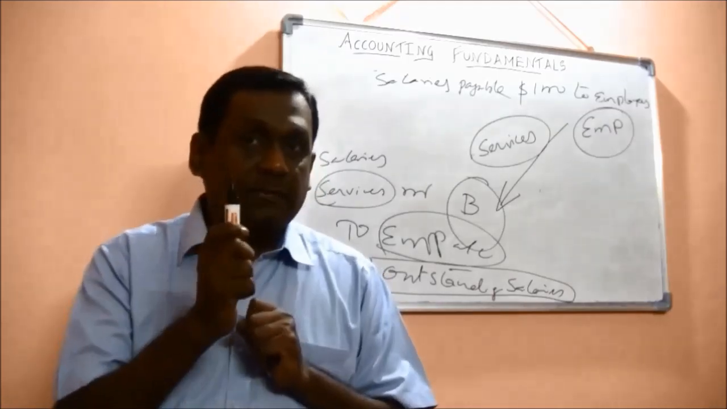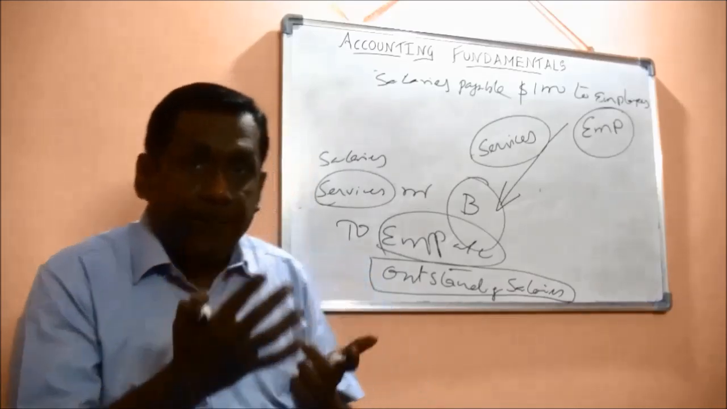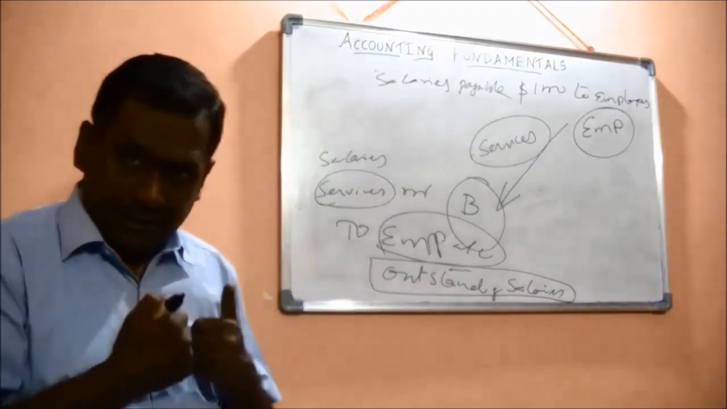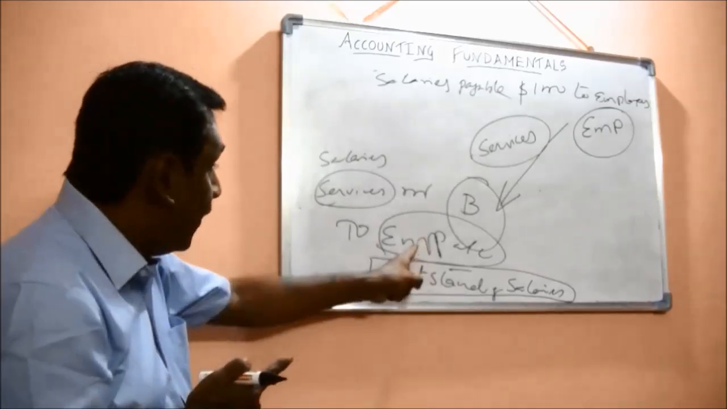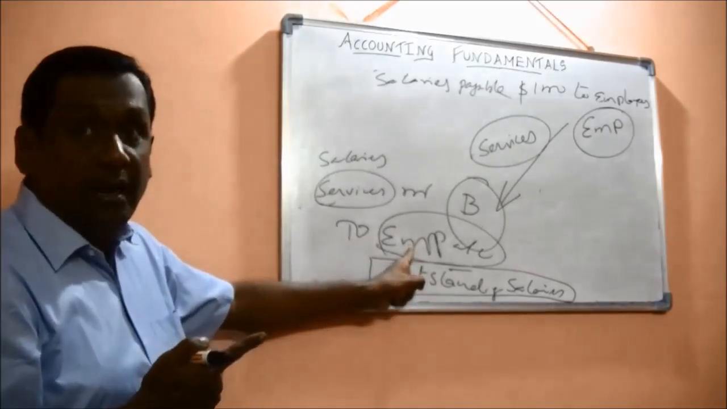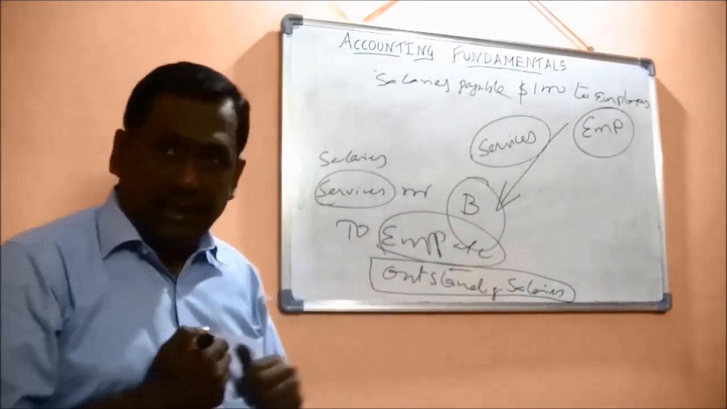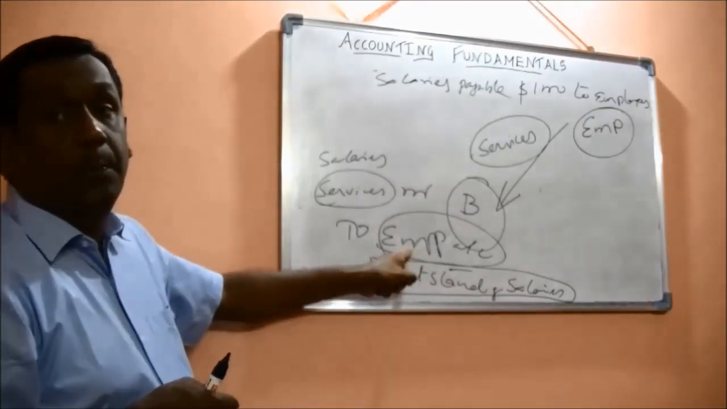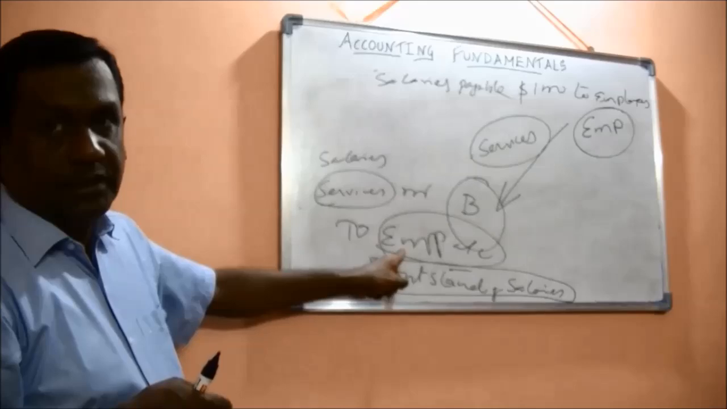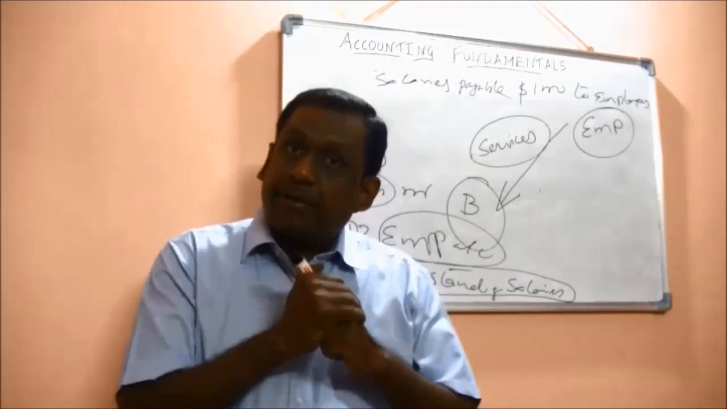I told you, right? I will explain with an example what is a representative person. A representative person is a person who acts on behalf of a natural person or an artificial person. Here, outstanding salaries is acting on behalf of employees, natural persons. Hence, outstanding salaries will be considered as a representative person.